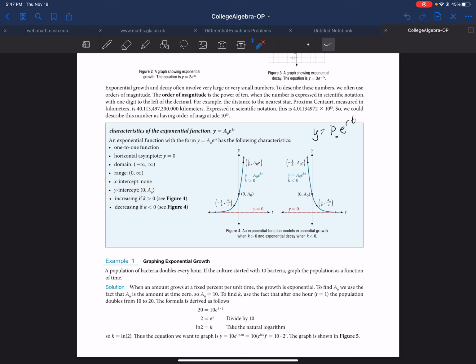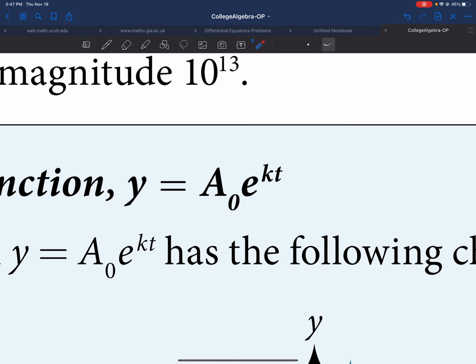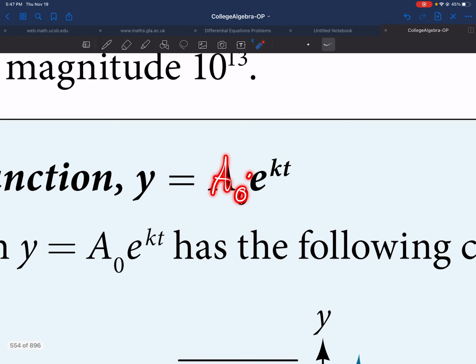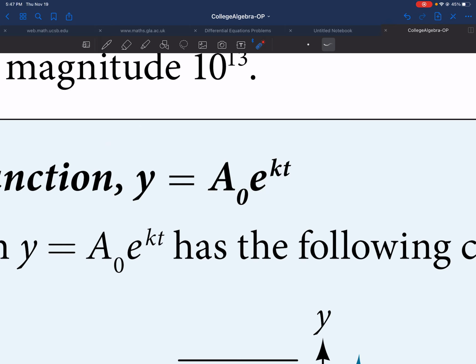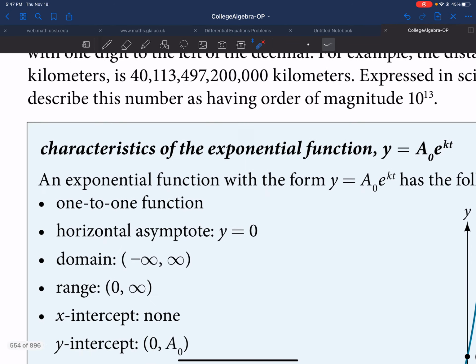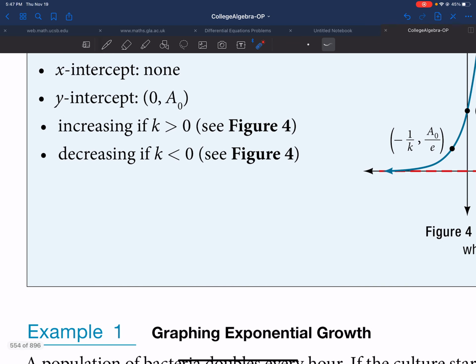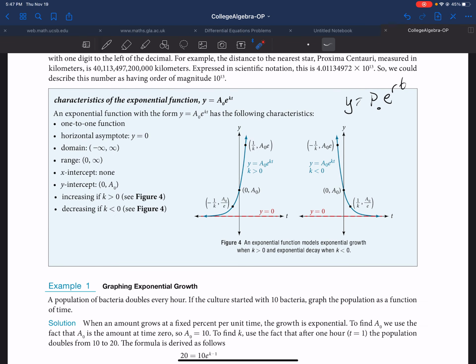And why is that the y-intercept? Because the y-intercept is when x is 0, or in this case, t is 0. And if t was 0 right here, we would have e to the 0. And e to the 0 is 1. And a naught times 1 is just a naught. So when t is 0, this value will always just equal that number right there. And so that's why they are so certain when they say that will be the y-intercept.